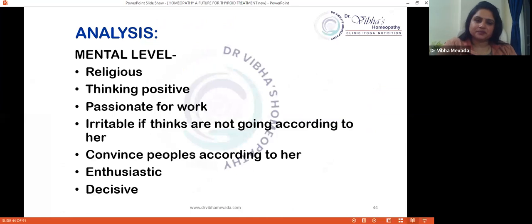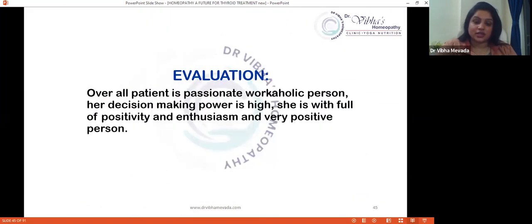So let's see how I solved this case. If we see the analysis on the mental level for this particular case, what we got as very important is she is religious, she is thinking so positively, she is passionate for the work, irritable if things are not going according to her. As well, she can convince people according to her, very enthusiastic, as well as decisive. She can take all the decisions she took in her life.